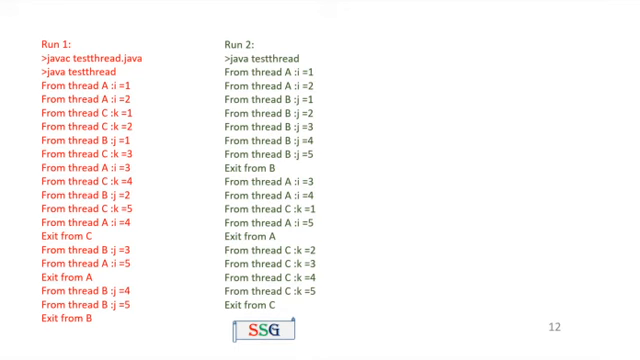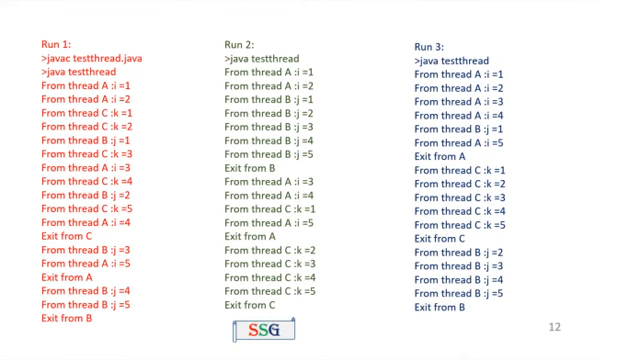B completed. In the second run of the same program, the first completion is thread B, then A, then C. The third time I execute the same program, thread A completes first, then thread C, then thread B. That means the outputs are the same, but the sequence of output may vary.